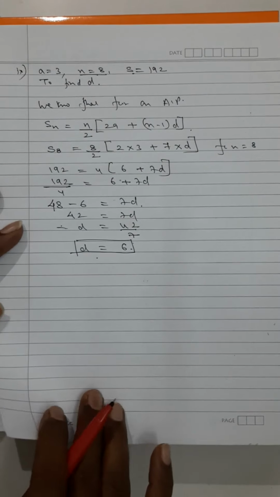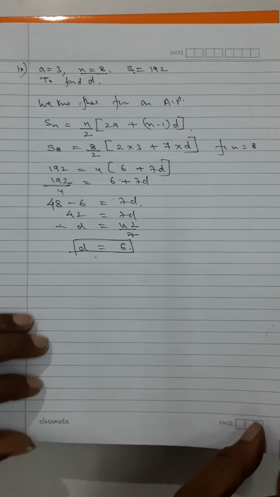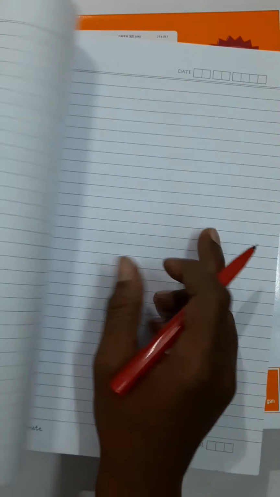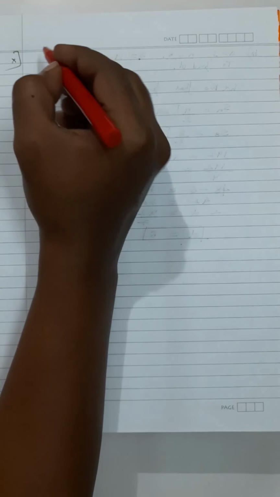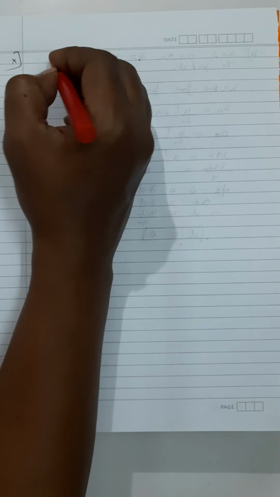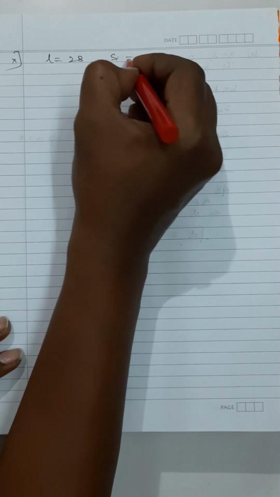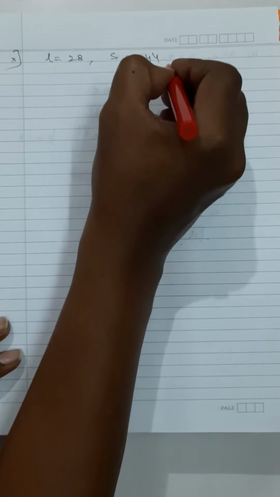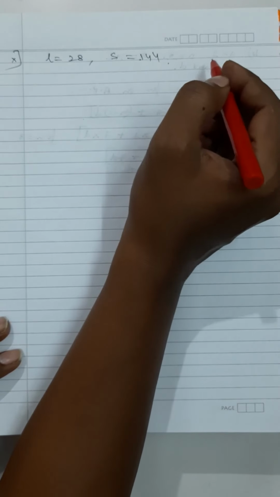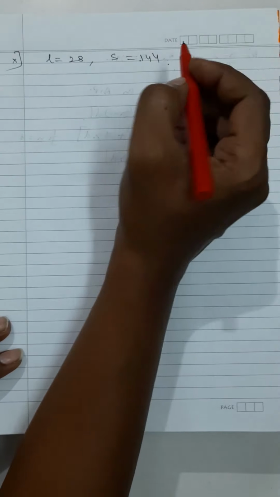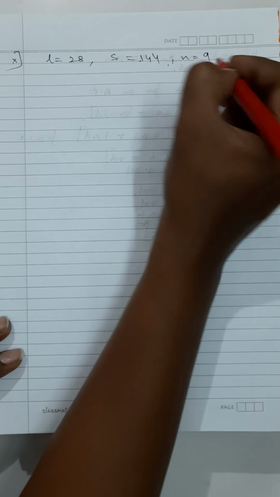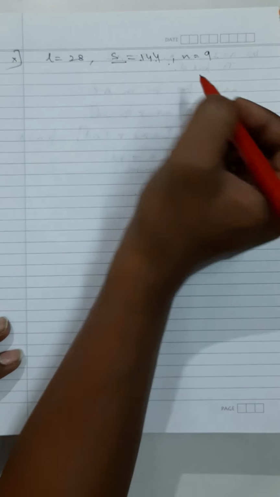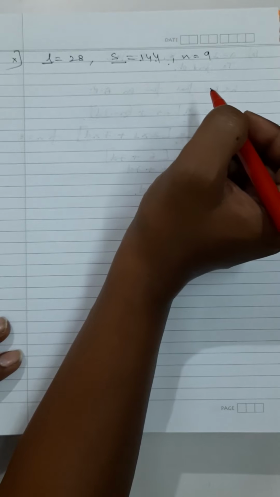Okay. So now we can go for the next question. Question number 10. Given L is equal to 28. L means actually last term, a n is 28. S is equal to 144. And there are total 9 terms. Total 9 terms means n is equal to 9. So Sn is equal to S9 is equal to 144 and a9 is equal to 28.